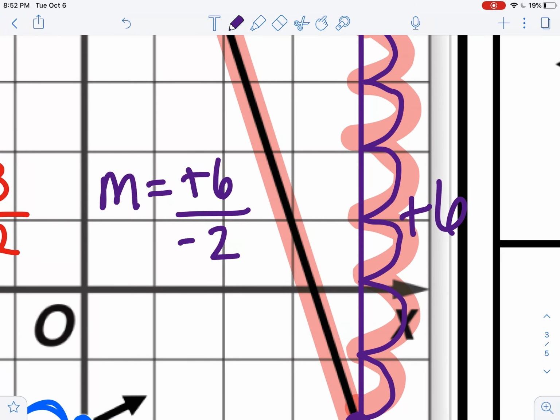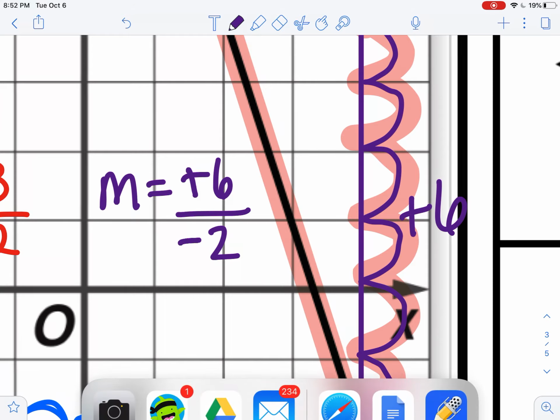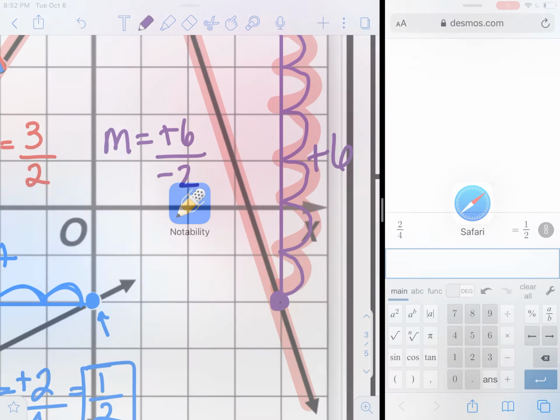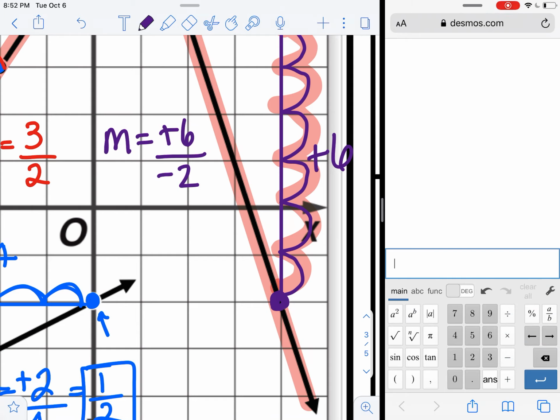So we went up 6 and we went to the left 2. Now we've got to make sure this goes in simplest form. So we're going to come over here and type in 6, and I don't put the plus sign because we assume it's positive, divided by negative 2. We're going to click enter, and look, there it is. It's going to simplify that for you. So it's going to give me negative 3.